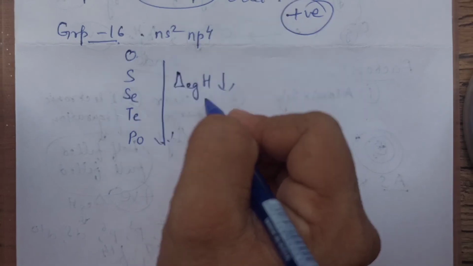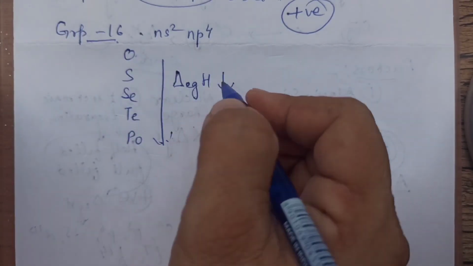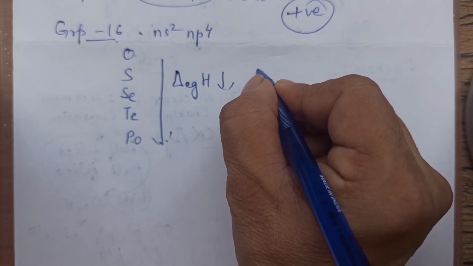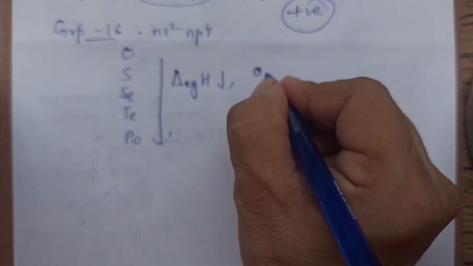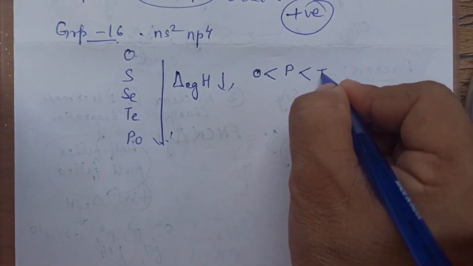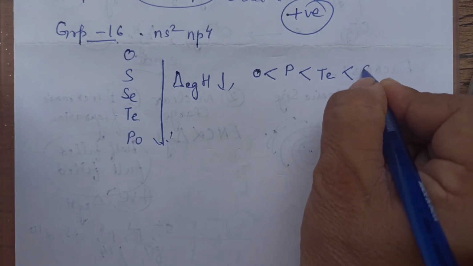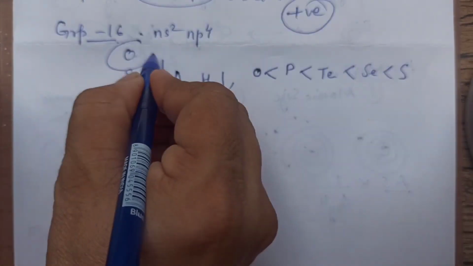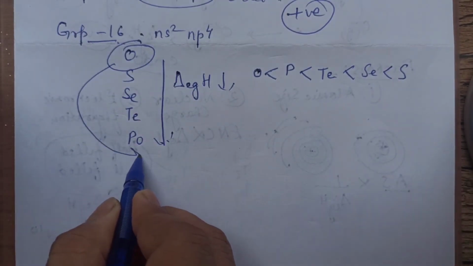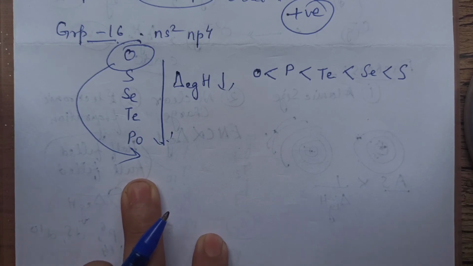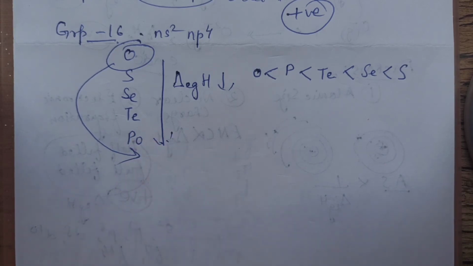But you will find something different. Now what is the actual order here? Let me write the order, then I will explain. Oxygen is lowest. Then you have polonium. After polonium you have tellurium. Then you have selenium, and then sulfur. So it is following the trend, but for this exceptional case it goes down. You will place this below polonium. So below polonium is oxygen, meaning oxygen has the lowest electron gain enthalpy.